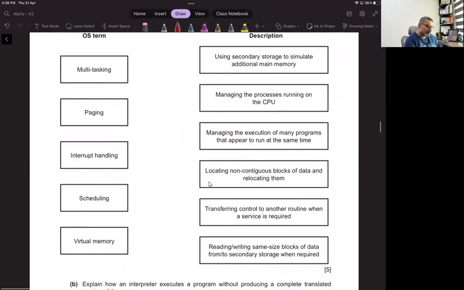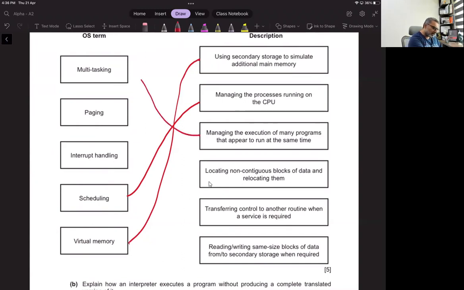Using secondary storage to simulate additional main memory. This is virtual memory. Managing the processes running on the CPU. This is scheduling. Managing the execution of many programs that appear to run at the same time. This is multitasking.